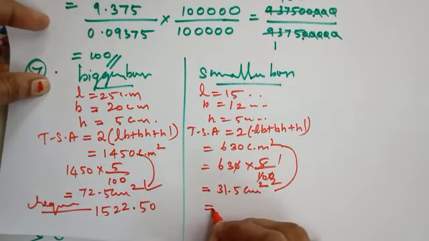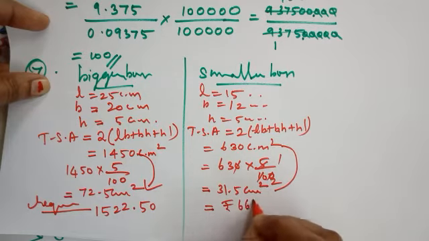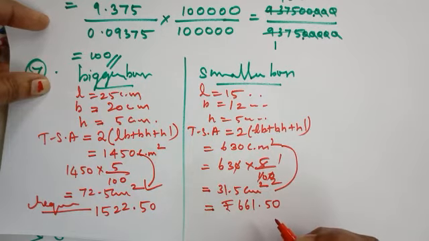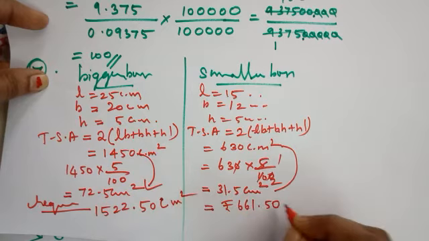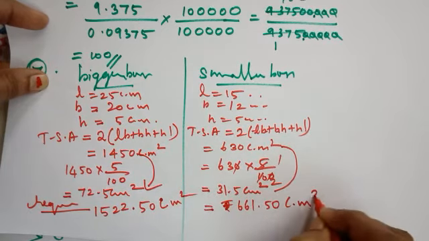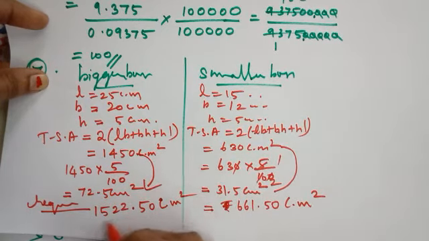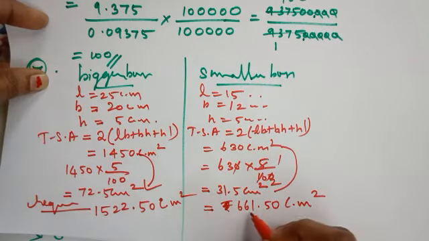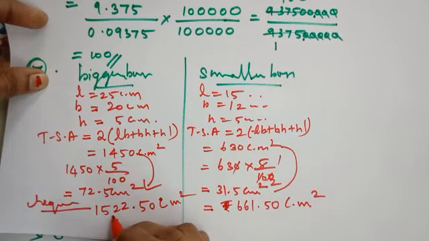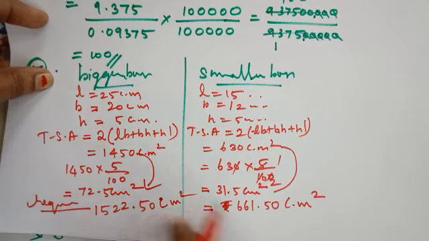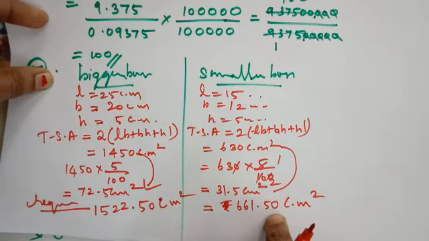So that is equal to 661.50. Is it clear? Sorry, not rupees, this is centimeter squared, and this is also centimeter squared. We should add these two, then at last 1522.50 centimeter squared. This is 661.50 centimeter squared. Is it clear? This is the required surface area of the bigger box. This is the required surface area of the smaller box.